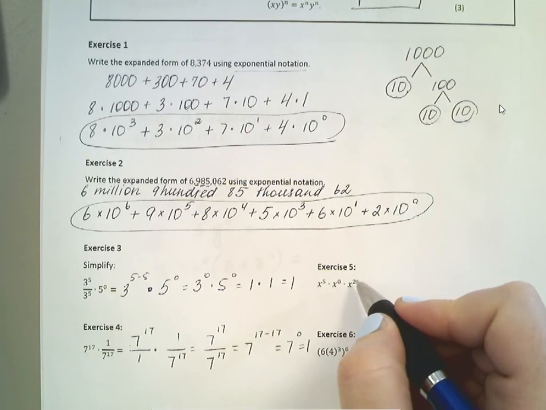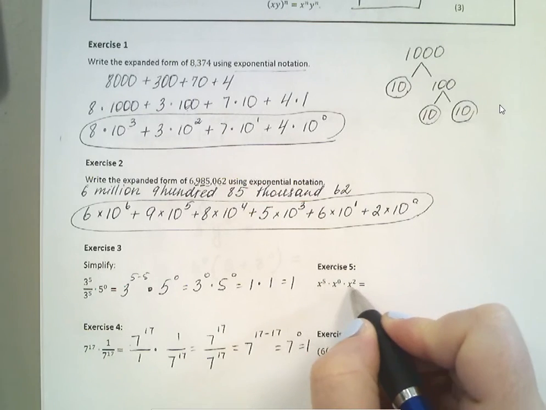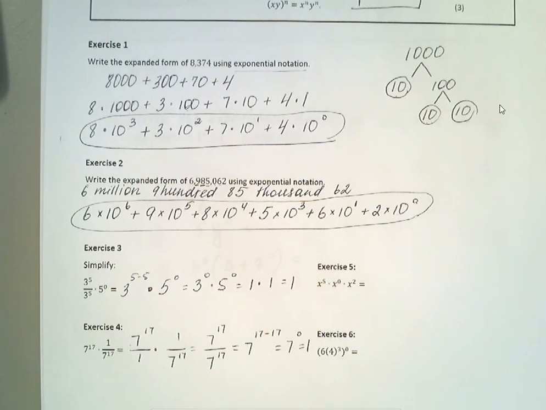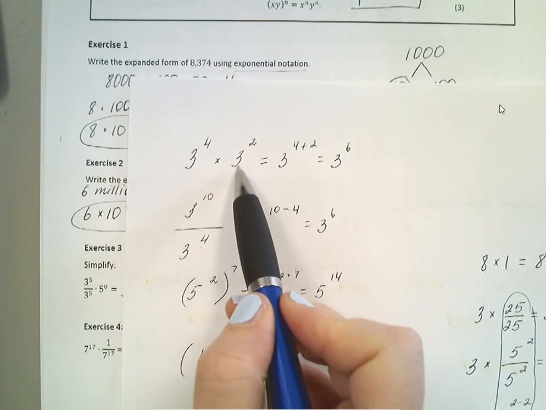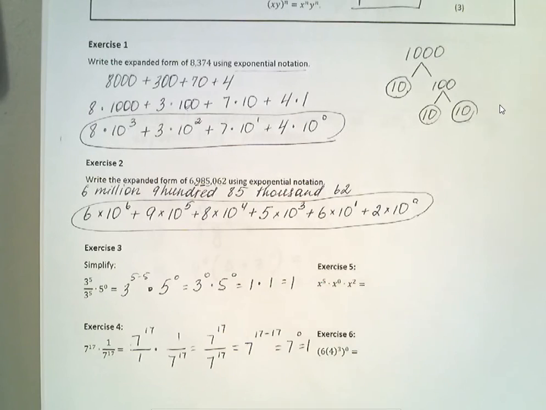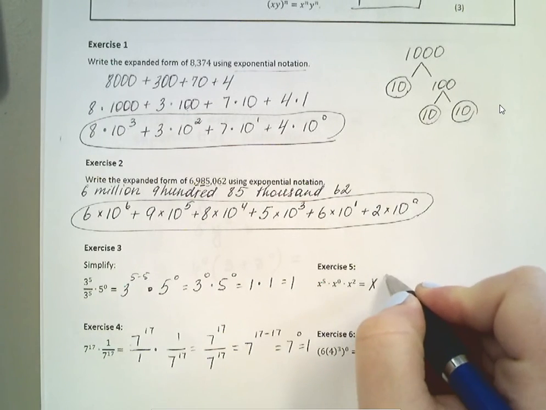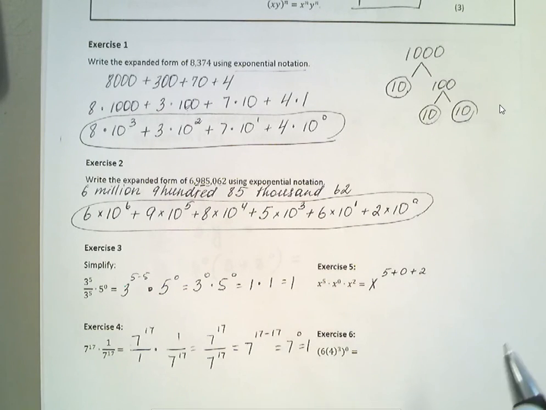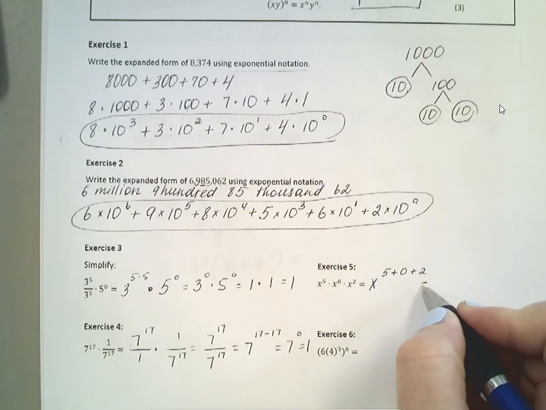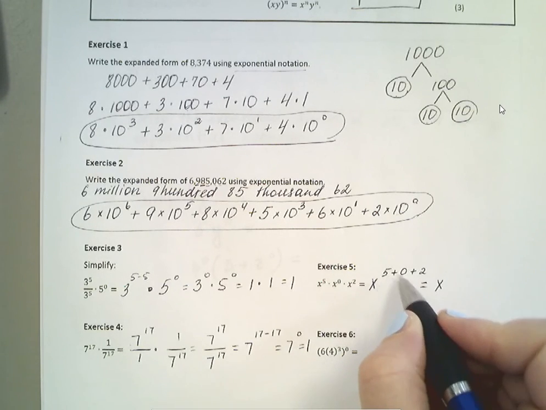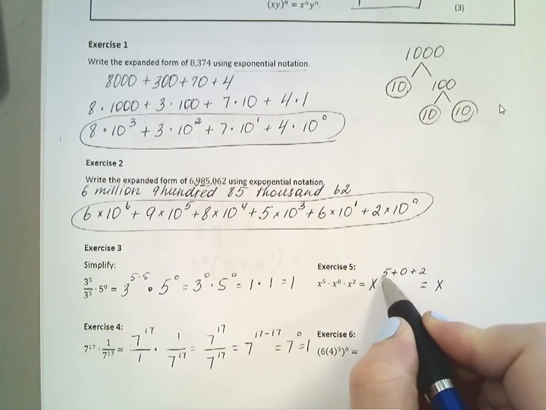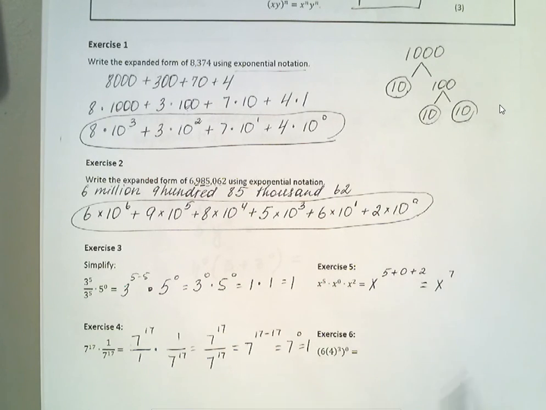Next one, exercise 5. I have x multiplied by itself. So we have the number with the same base, different exponents. I'm applying the rule that I have, that first one, multiplying numbers with the same base. So I'm adding the exponents together. X to the power of 5 plus 0 plus 2. Okay, so I will have equals x. Any number to the 0th power is a 1, right? So it doesn't really matter. I'm going to add 5 and 2, and this is x to the 7th.